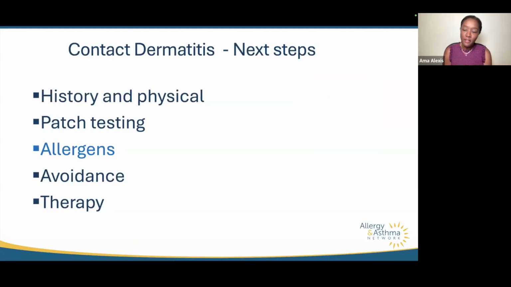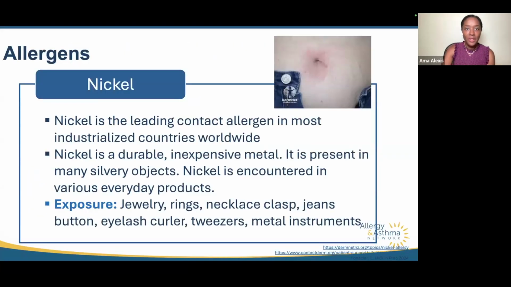So let's highlight a few allergens. So we said nickel is worldwide number 1. Nickel is the leading contact allergen in most industrialized countries worldwide. Nickel is a durable, inexpensive metal. It is present in many silvery objects, and it's encountered pretty much every single day.